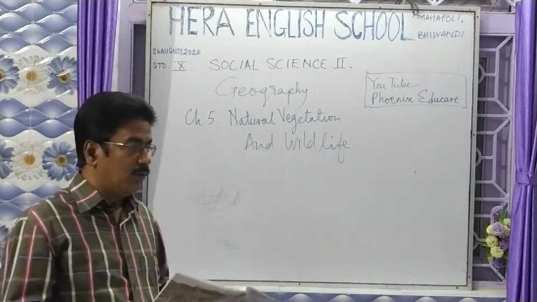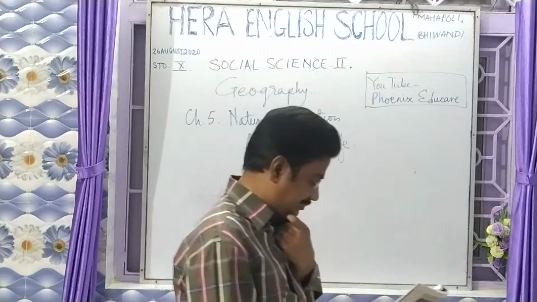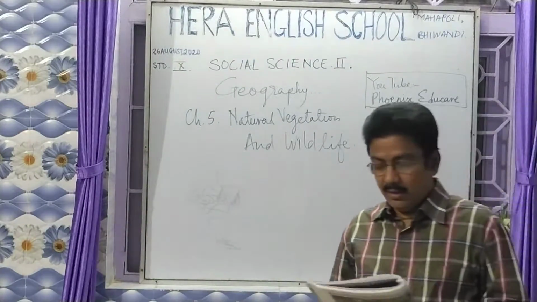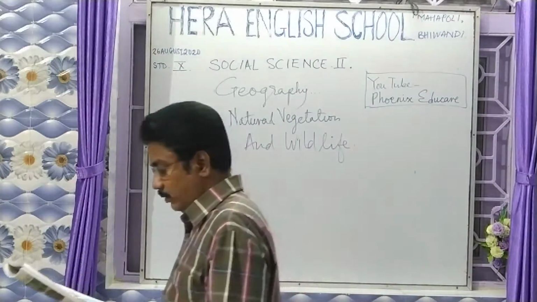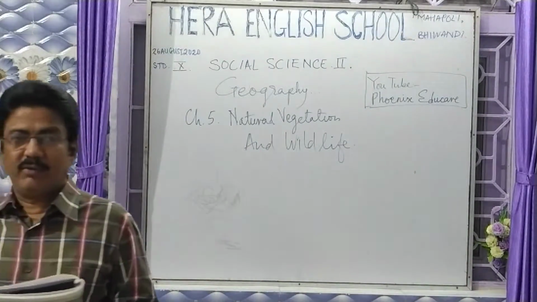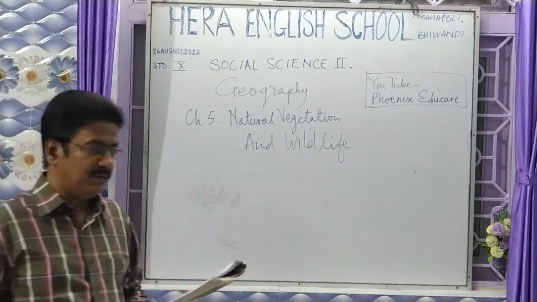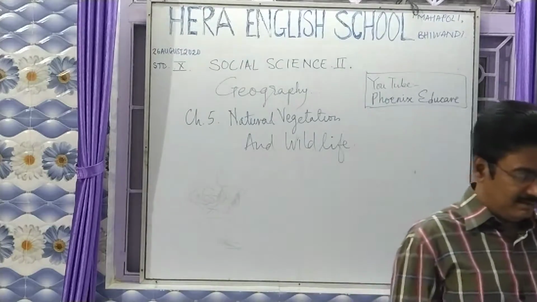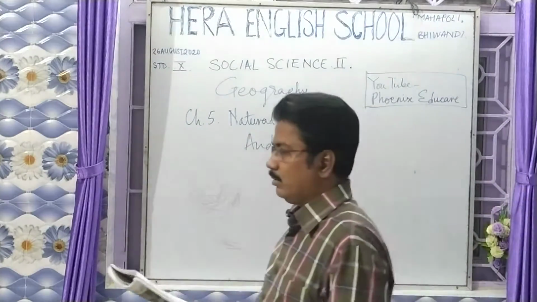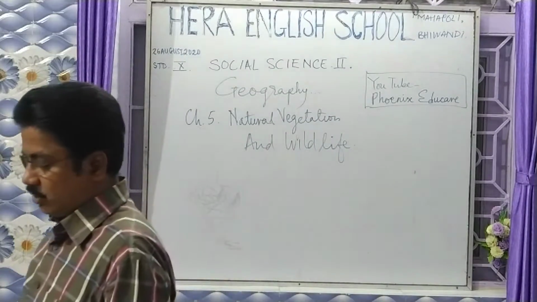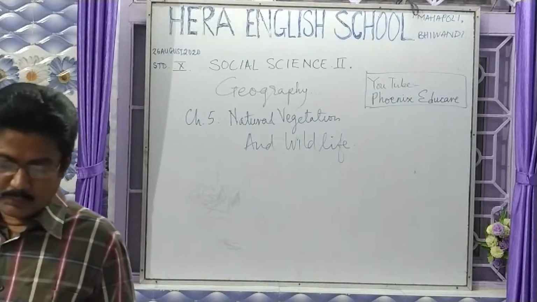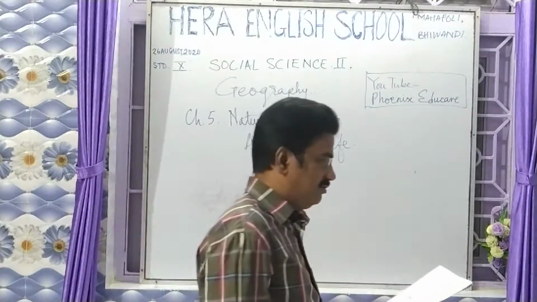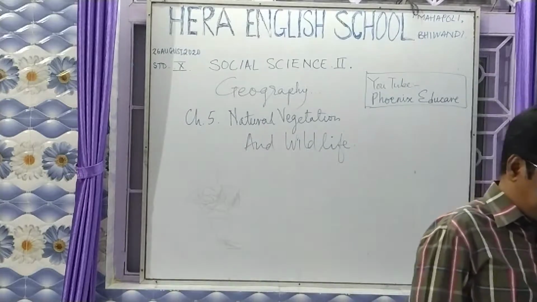Now we move on to the natural vegetation of India. Figure 5.3, page number 33. You can see India has two types of desert. One is the hot desert, known as the Thar desert, or the Great Indian Desert, or the Marusthali desert. Then you have the cold desert, in the state of Jammu and Kashmir, in the Ladakh region, where the highest peak of India, K2, is 8611 meters in height.